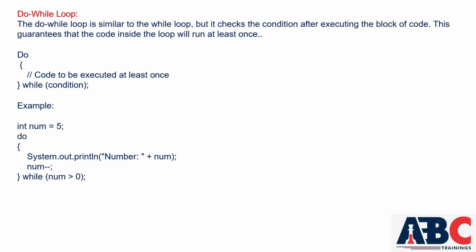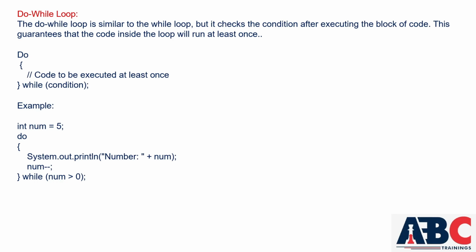Next is the do while. A do while loop is similar to the while loop, but it checks the condition after the execution of the block of code. This guarantees that the code inside the loop runs at least once. So do, then the block of code is executed, and after that the while condition is checked.